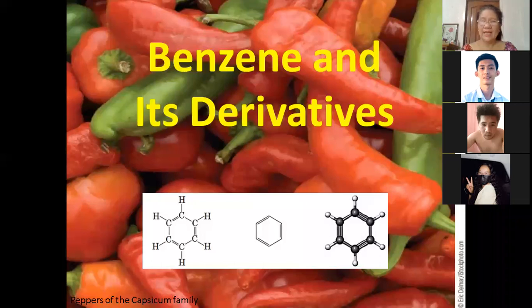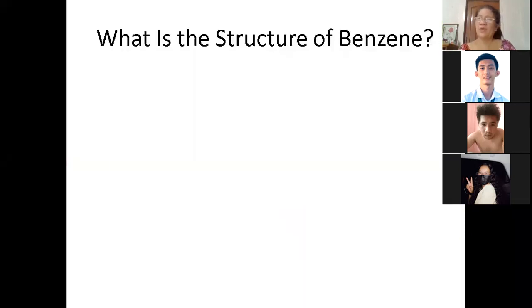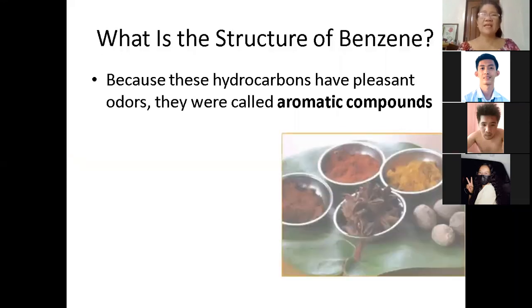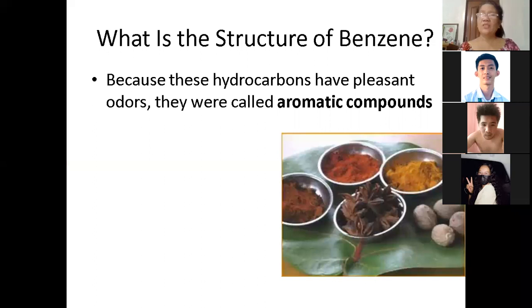Let us go on with what benzene is. Let us start with the structure of benzene. Benzene is a hydrocarbon. What do you mean by hydrocarbons? The other term for this is aromatic hydrocarbons. In what way is it aromatic? Because of its aroma. It has a sweet smell. Benzene has a sweet smelling odor.